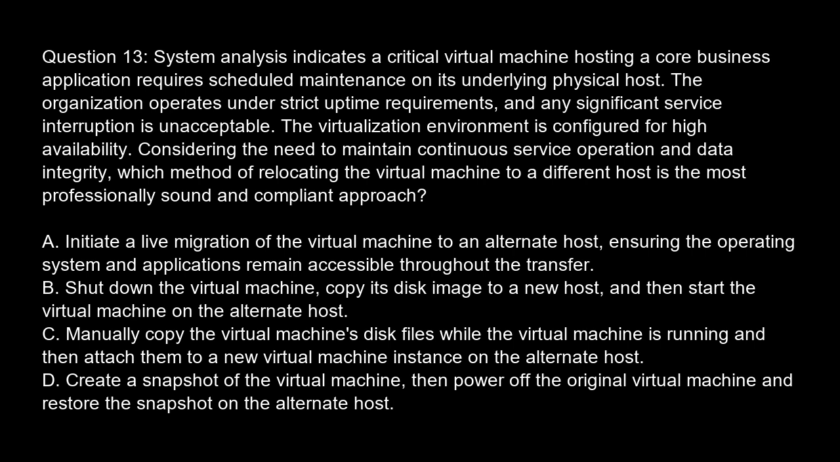Option A. Initiate a live migration of the virtual machine to an alternate host, ensuring the operating system and applications remain accessible throughout the transfer. Option B. Shut down the virtual machine, copy its disk image to a new host, and then start the virtual machine on the alternate host. Option C. Manually copy the virtual machine's disk files while the virtual machine is running and then attach them to a new virtual machine instance on the alternate host. Option D. Create a snapshot of the virtual machine, then power off the original virtual machine and restore the snapshot on the alternate host.